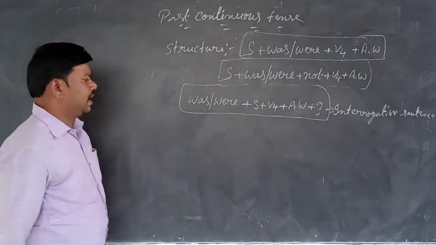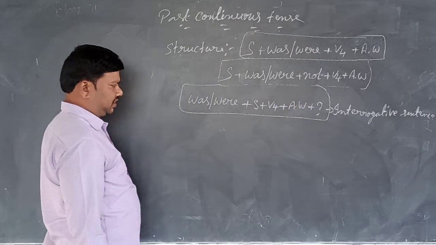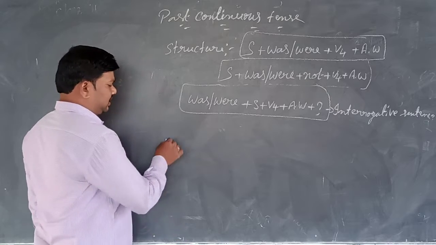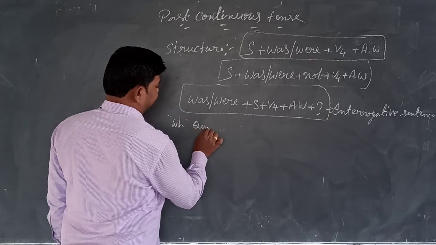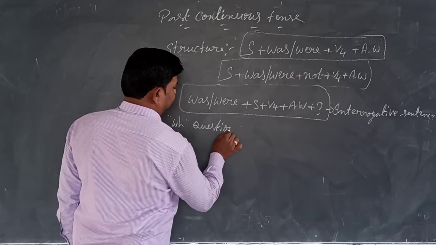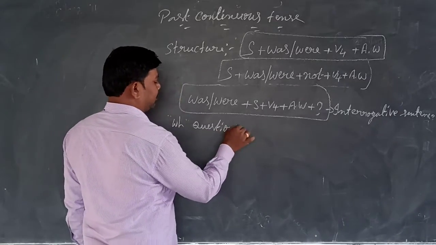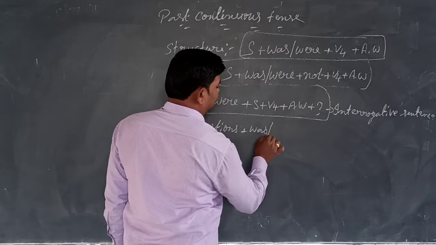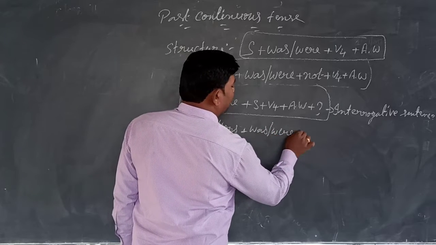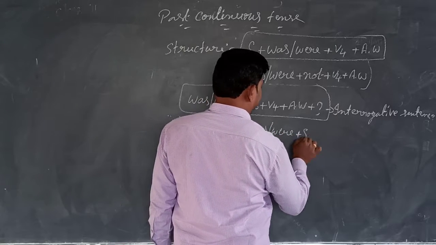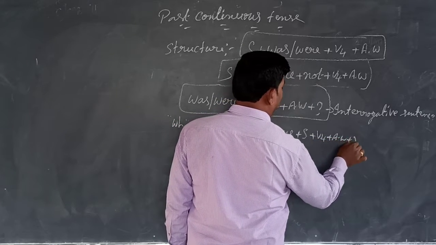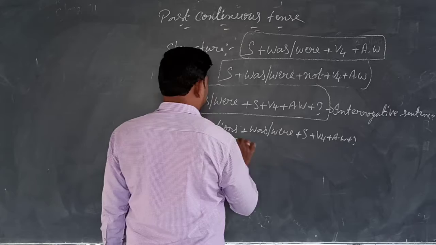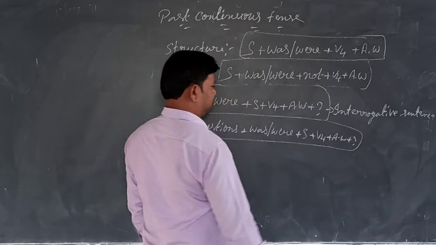Okay. Now the WH question structure. The WH question structure goes like this: WH question plus was or were plus subject plus V4 plus additional word plus question mark. This is the WH question structure.